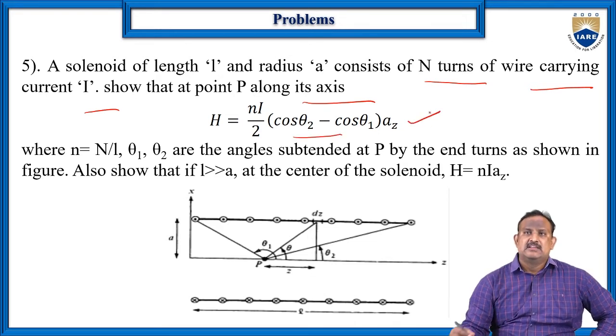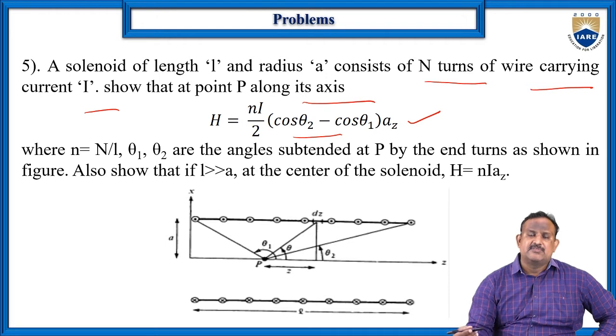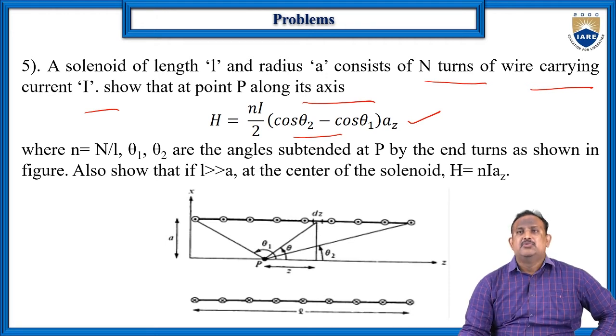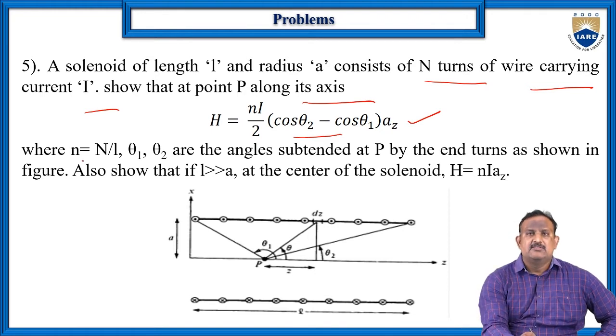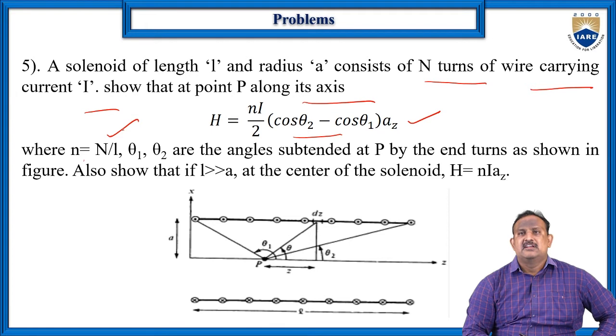We need to prove that the magnetic field intensity of a solenoid is H = (N I / 2)(cos θ2 − cos θ1) a_z, where n is given as n = N/L, N being the number of turns in a solenoid. θ1 and θ2 are the angles subtended at point P.